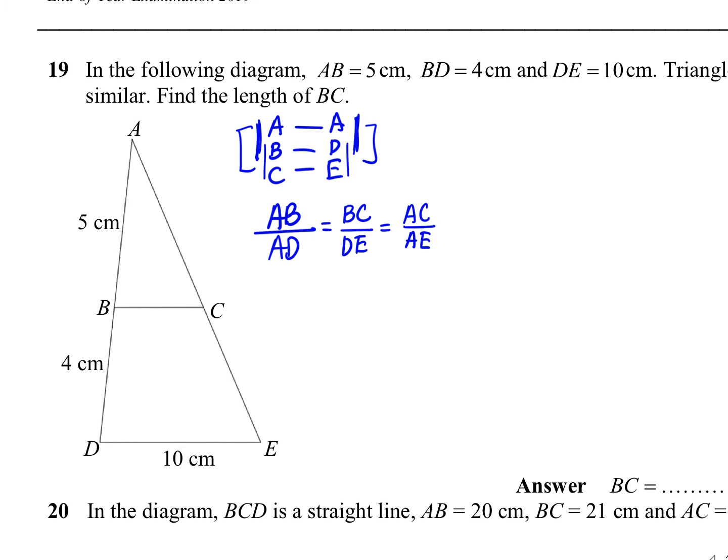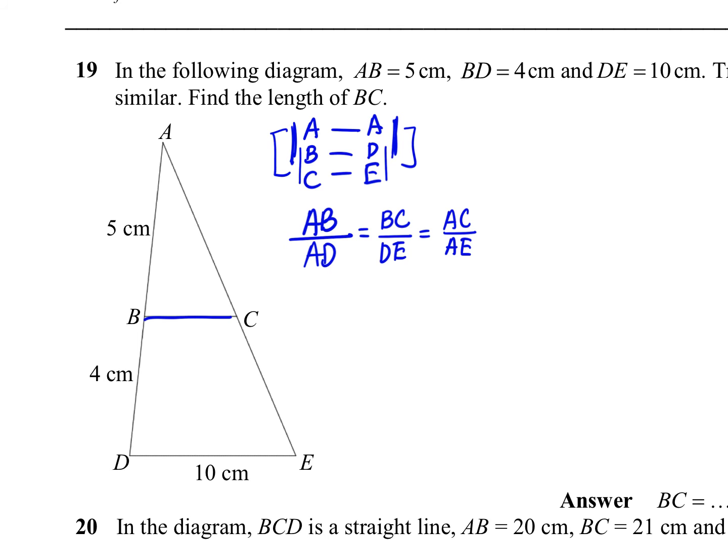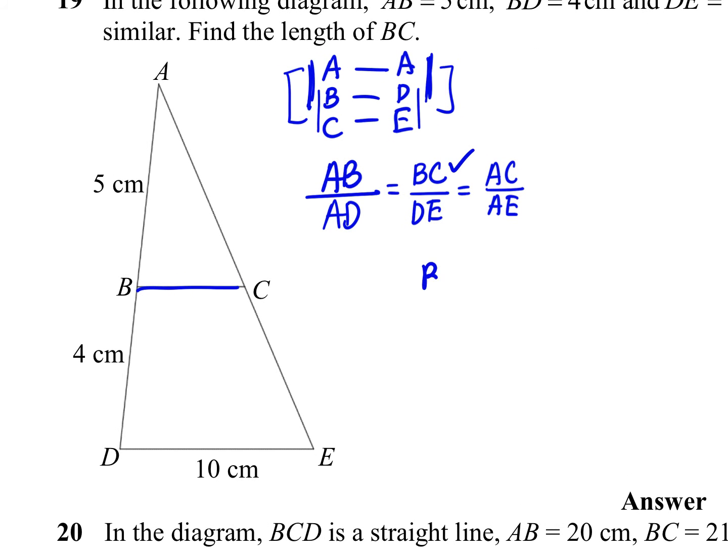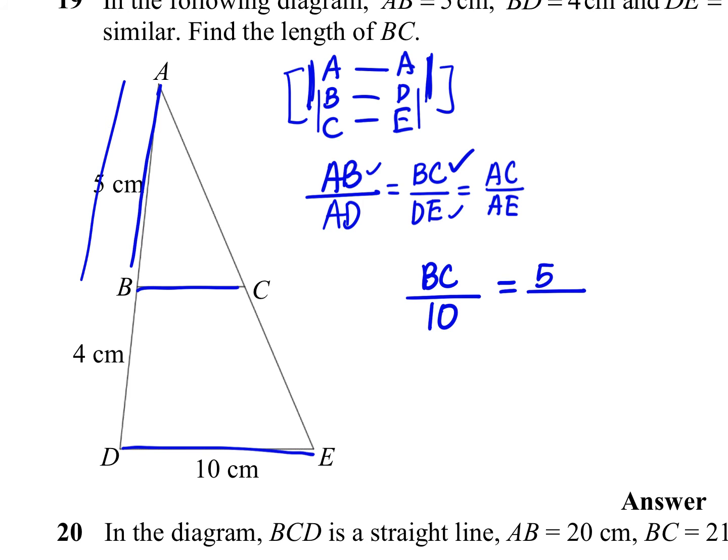Which one is BC? Oh, BC here. Correct. So I have to find BC. BC over DE, right? DE is 10, equals to one more pair. Which other pair got a number? The AB, right? AB is 5 over, is it over 4 or over the whole thing? Whole thing, right? So the whole thing AB is how much? 9. Okay, so once I get the ratio correct, then I can cross multiply and solve the answer.